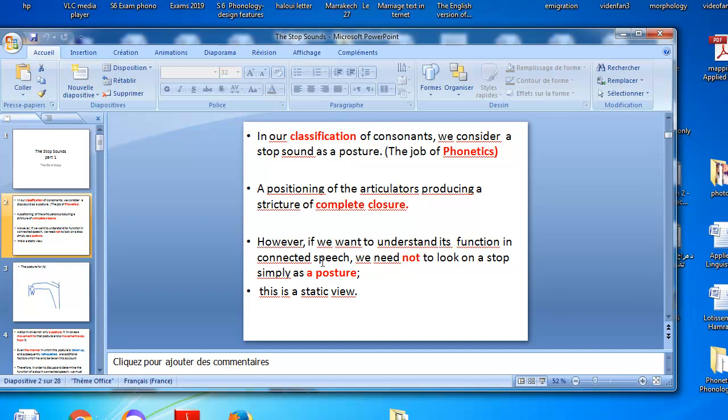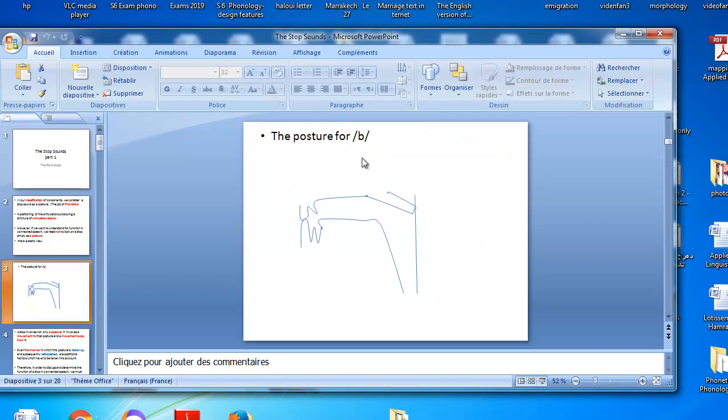Now, if we want to understand its function, the stop sound, in connected speech, we need not to look on a stop simply as a posture. It's not going to be enough for us to explain how sounds can be used in speech by native speakers. So we have to change our outlook, our point of view. Why? Because the phonetic view is a static view, as we have explained for k, t, and all the other sounds.